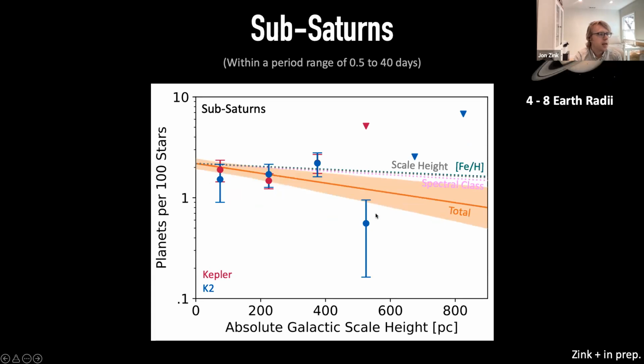Now let's go to the sub-Saturns. We do see a downward trend. I will admit this trend is not as clean as the previous one, but it's downward. This one is less metallicity driven and more spectral class driven. We're seeing more massive stars in this sample, and as I pointed out, more massive stars tend to have lower planet occurrence. So this downward trend is mostly driven by the fact that we're looking at more massive stars as we move up from the galactic midplane.